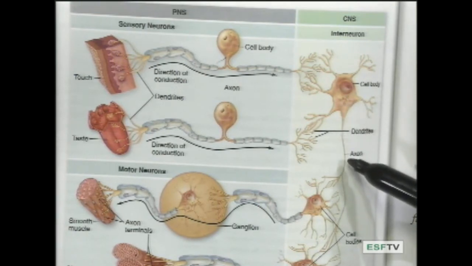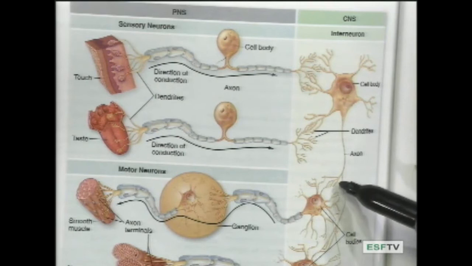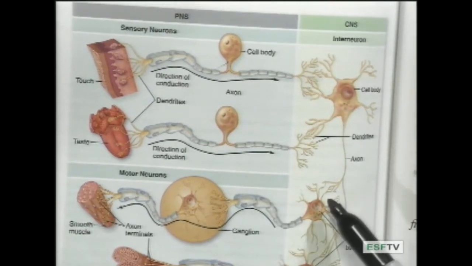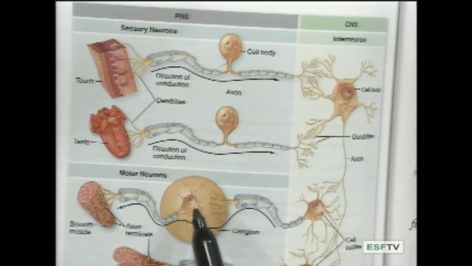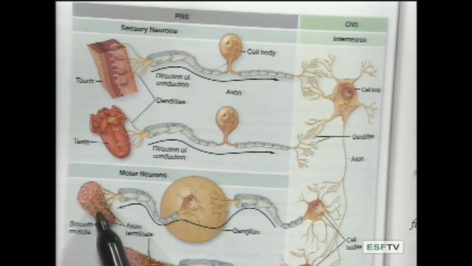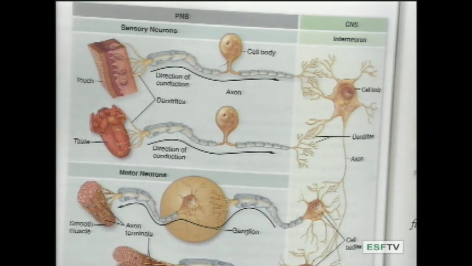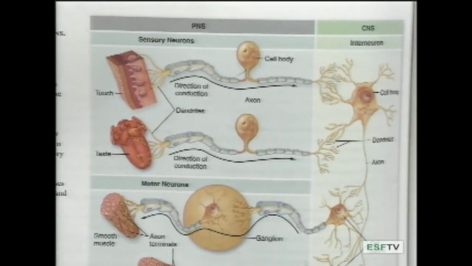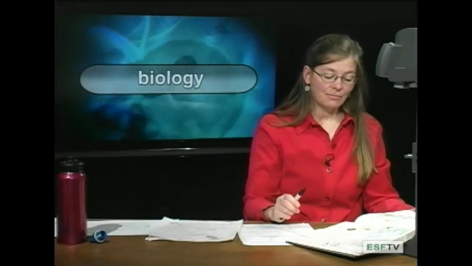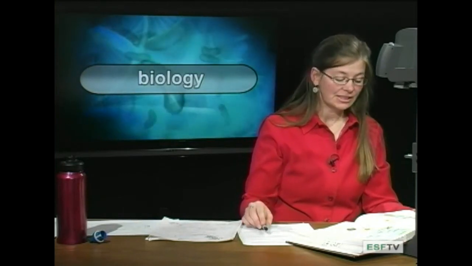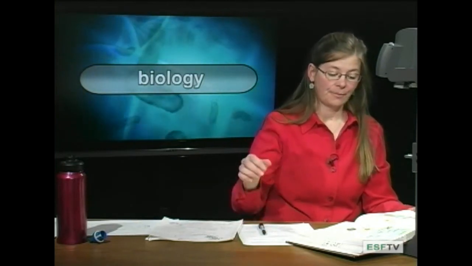Information is sent away from the central nervous system via the axons, received by dendrites of motor neurons, taken along to the nerve cell body, and then back out to motor effectors. So motor effectors are the muscles and the glands that are going to actually mediate a response to the original information that was sensed by those receptors.